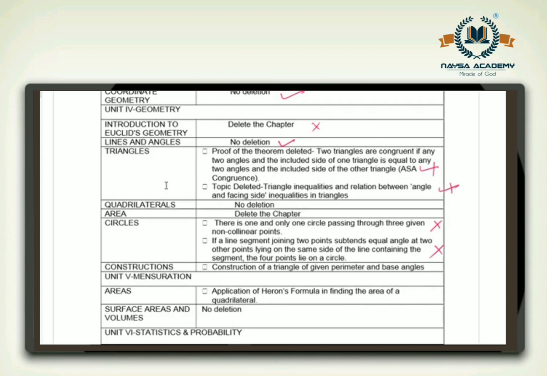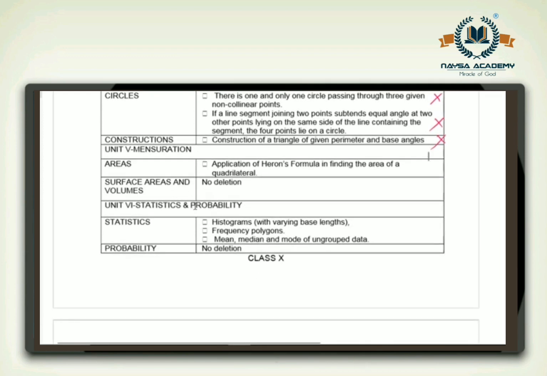Constructions, construction of a triangle of given perimeter and base angles. So this topic is deleted. Now in mensuration, areas, in this chapter, application of Heron's formula in finding the area of a quadrilateral, this topic is not there. So we have one chapter in which we have to find the area of a triangle and the area of a quadrilateral. So the area of a triangle is there, but the area of a quadrilateral by using Heron's formula is excluded.